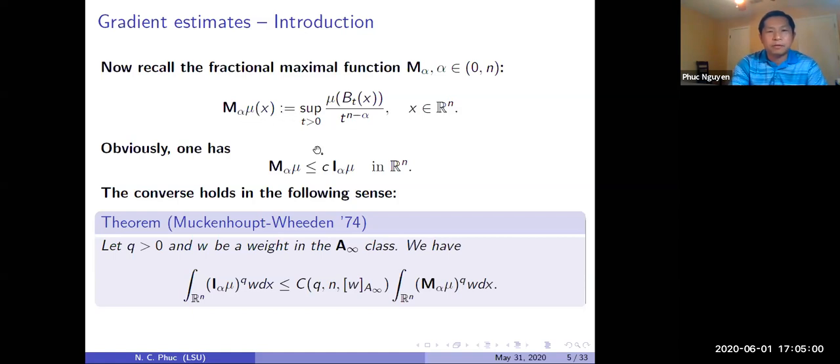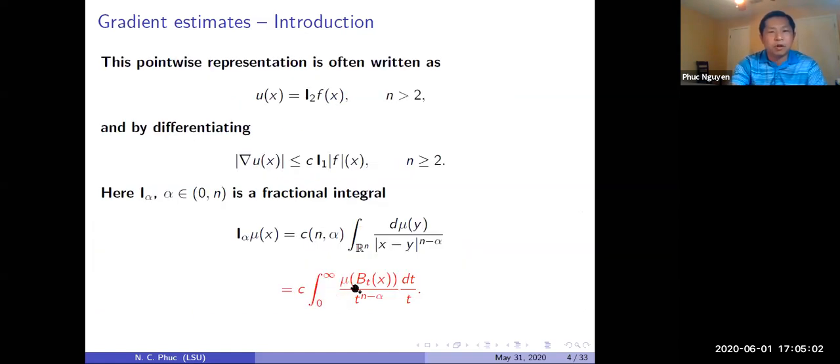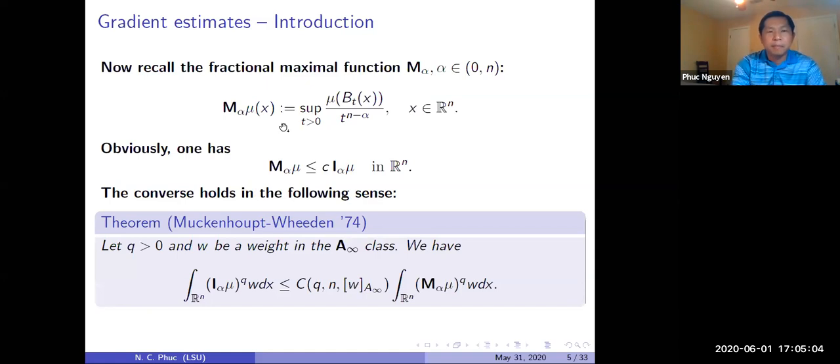And of course, from the definition and this property, you see that the fractional integral of order alpha is pointwise controlled by the fractional maximal function of order alpha. So pointwise, one is strictly less than the other, but if you look at them in an integral norm, then in fact they are equivalent. This is the classical result due to Muckenhoupt-Wheeden in the 70s.